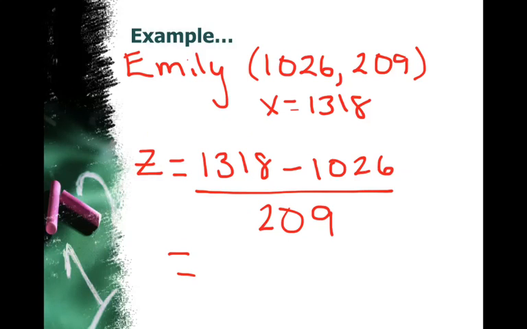And so if you work that out, you should get 1.397, and so you could round to 1.40. And so what this is telling us is Emily's SAT score is 1.4 standard deviations above the mean. And so who did better?